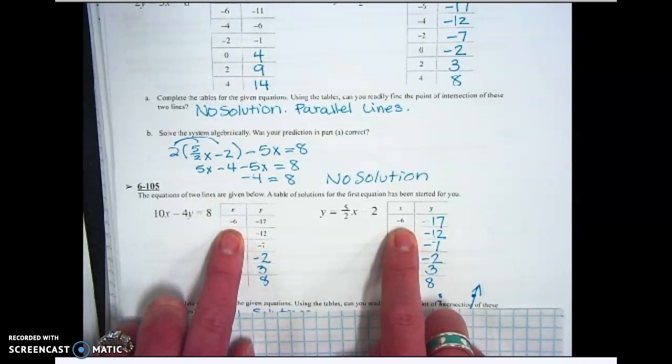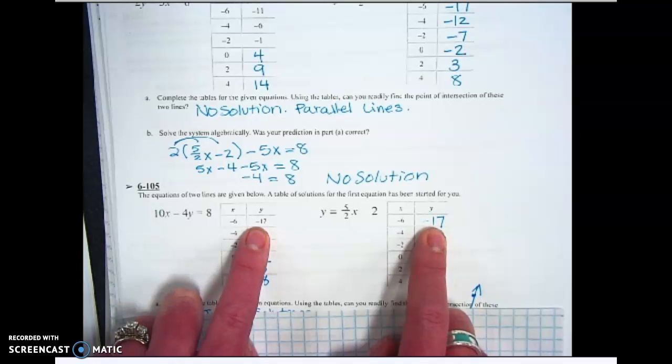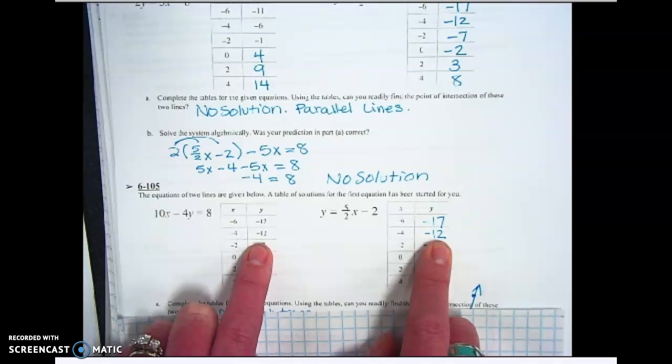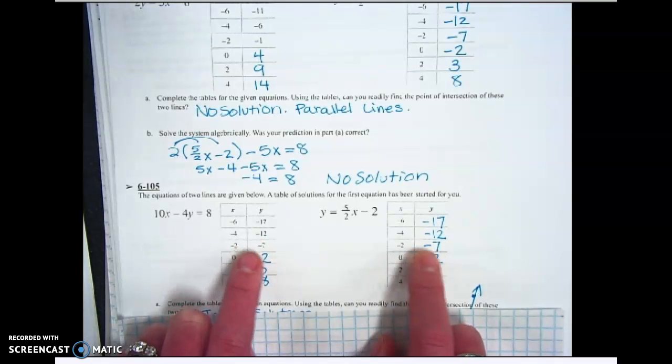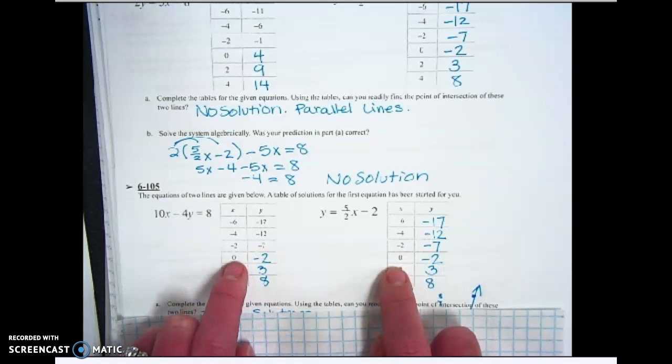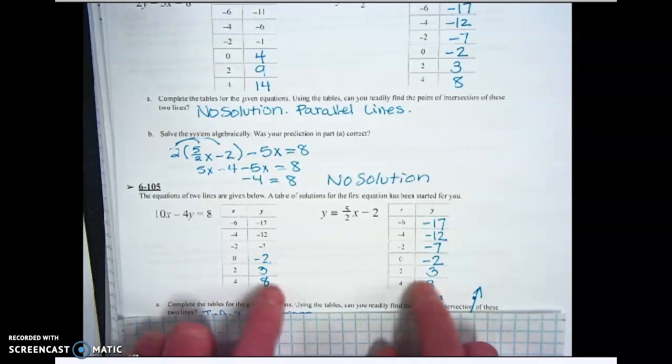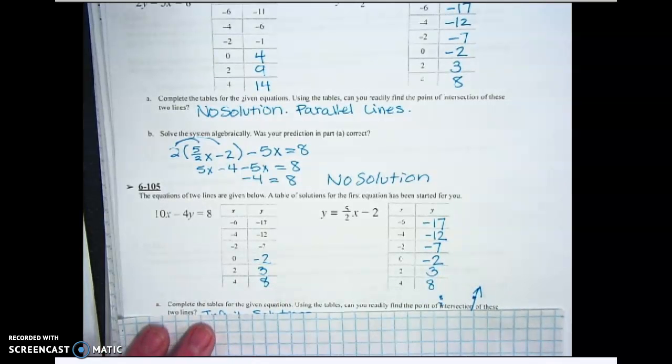What happens at negative 6? Same answer. What happens at negative 4? You get negative 12. What happens at negative 2? You get negative 7. When you plug in 0, you get negative 2. When you plug in 2, you get 3. When you plug in 4, you get 8. What's happening?